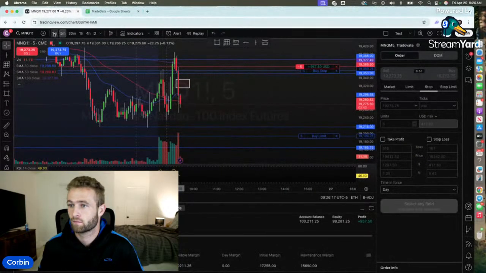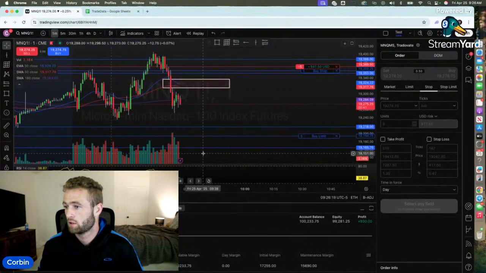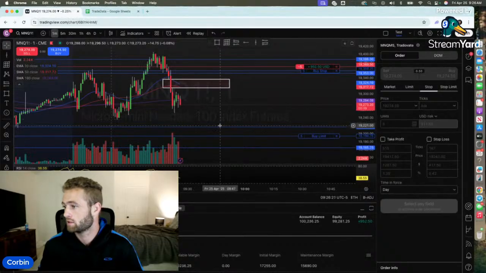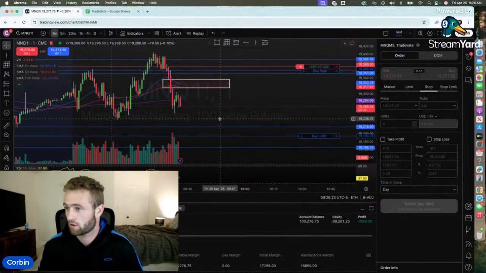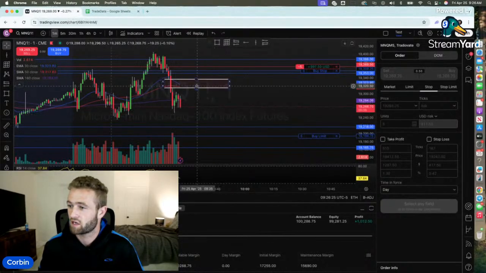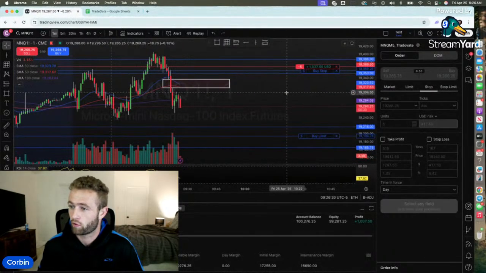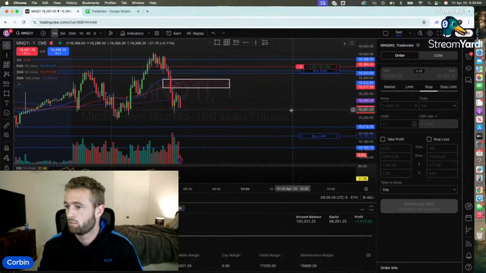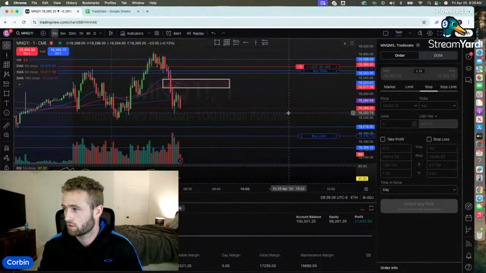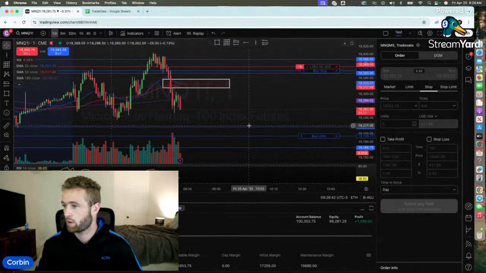Right? So it's right. It's in our favor. It's in our direction. Didn't come up and test this fair value gap, so I'm not really interested in adding more to the position. But let's see a break of structure below here. Nice.